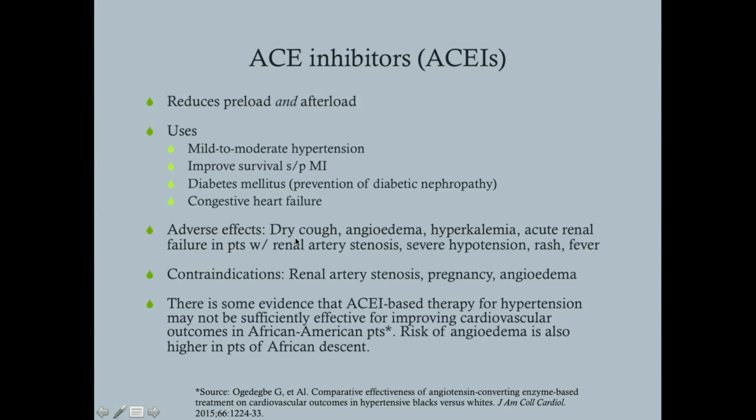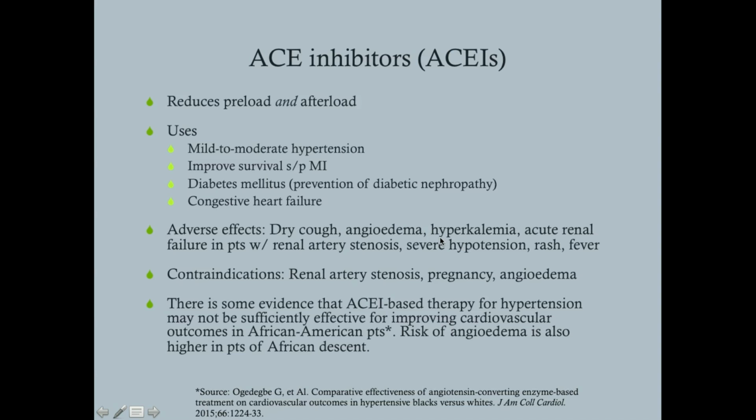Just like the cough, I think that has something to do with bradykinin, but I'm not sure there. We do know, though, that ACE sits in the lungs, so that may be the mechanism behind that cough. But with angioedema, it is bradykinin mediated, and so that's why you get angioedema. This will come up on the test.